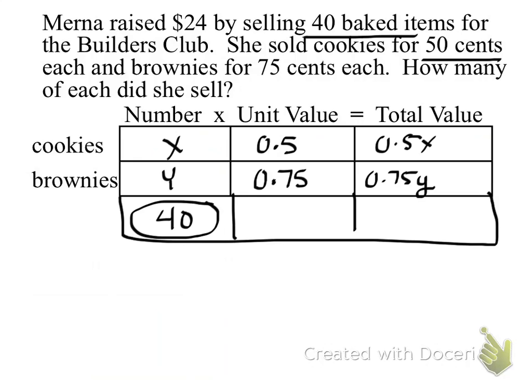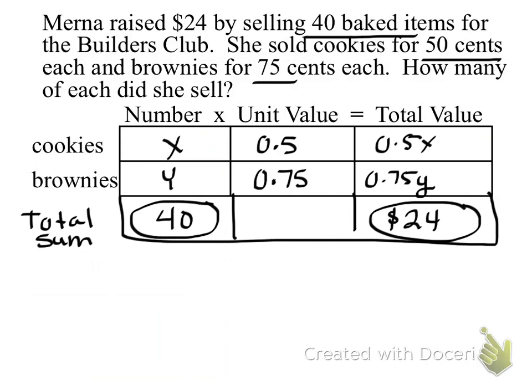Good. That's 40. What goes in this box right here? Someone I haven't heard from. Nicole. $24. Good. The total money. This is my total column, and we also call it a sum. And this is also my product. This is amount times the money equals amount times money. Product.